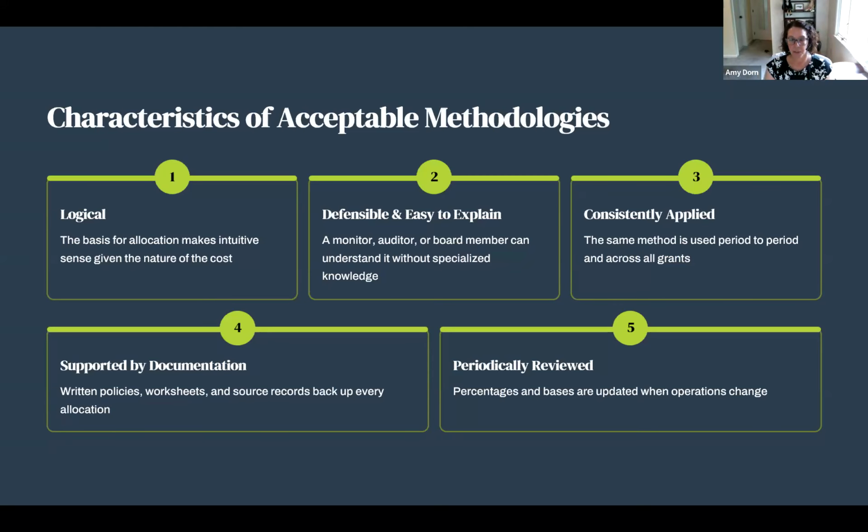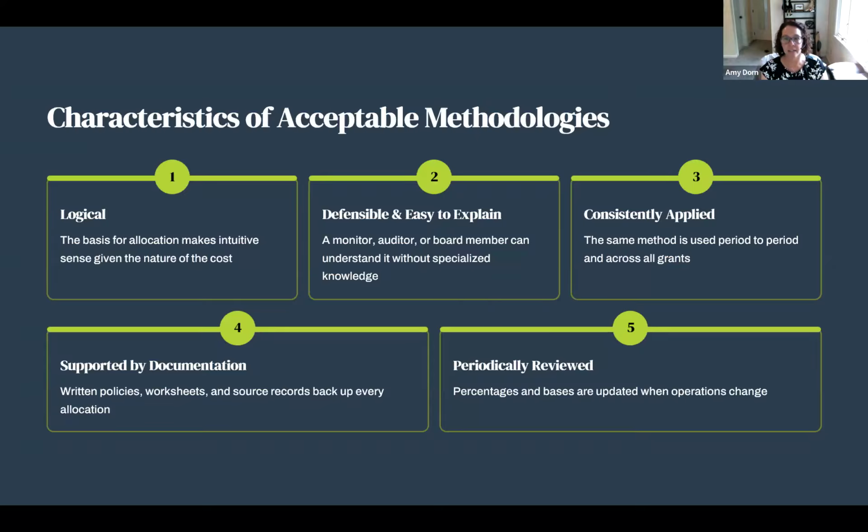Consistently applied, the same method is used period to period across all the grants. And again, you can change your methodology, but you don't want to do that in the middle of your grant period. The documentation needs to have acceptable support. They do need to have an existing cost allocation policy that is outlined, that documents what the documentation should be. The auditor needs that. You all as state monitors need that. They need that to make sure that they're being consistent and applying everything the way it should be.